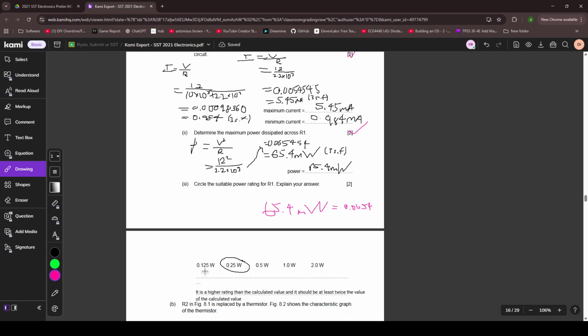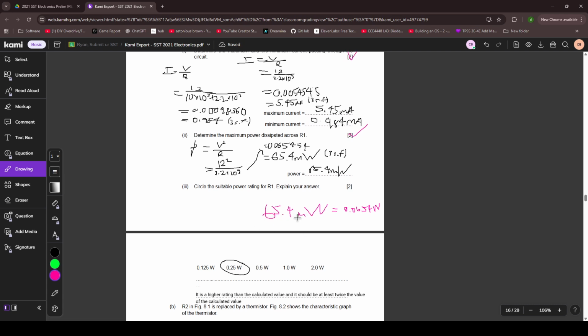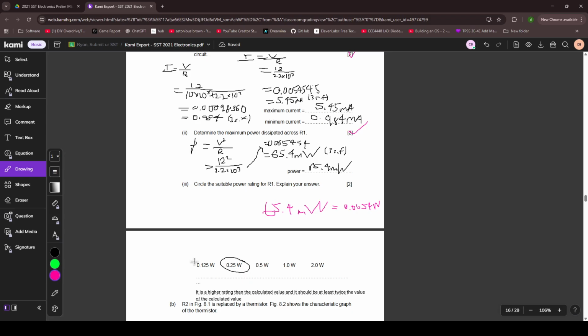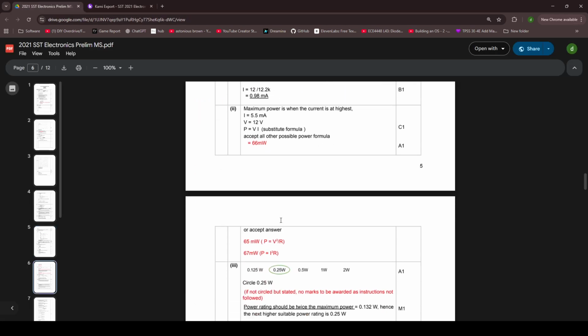Yeah, okay, because these are in watts. So what I'm doing is converting the milliwatts of the power dissipated across R1 to watts. And then now I get 0.0654. Then what I'm looking for is a value that is higher than 0.0654. And in this case it happens to be this. But I don't need it to be too high because it's like wearing tungsten plated armor to a nerf battle. It's unnecessary. So 0.25 watts should be the answer.